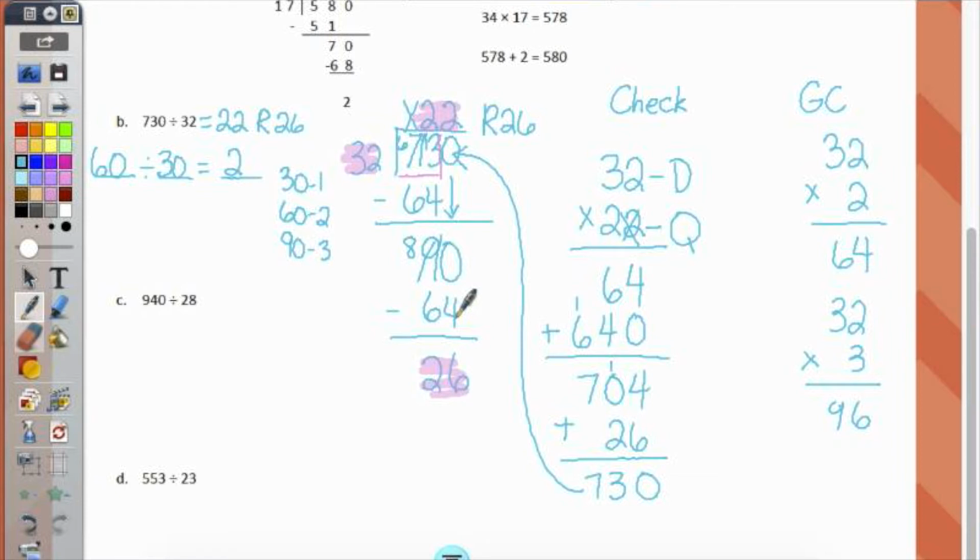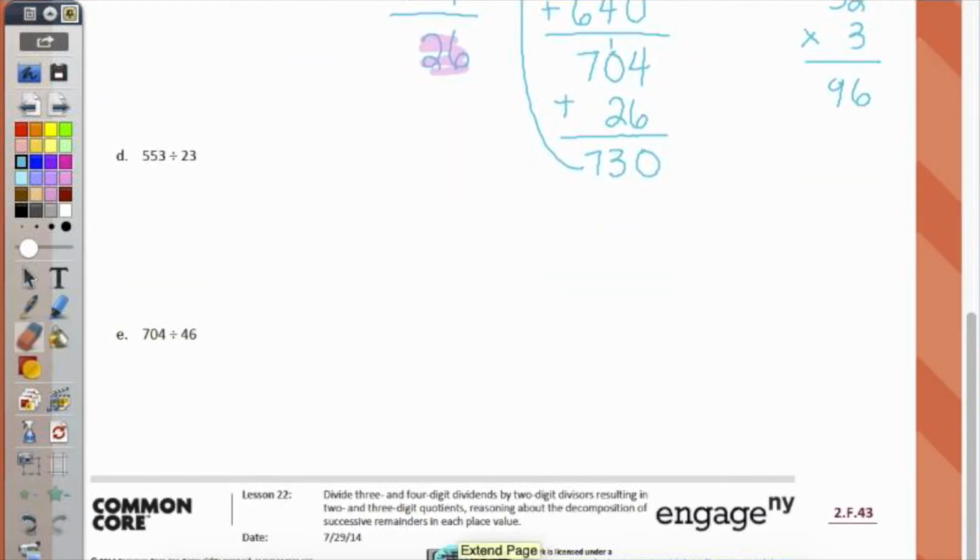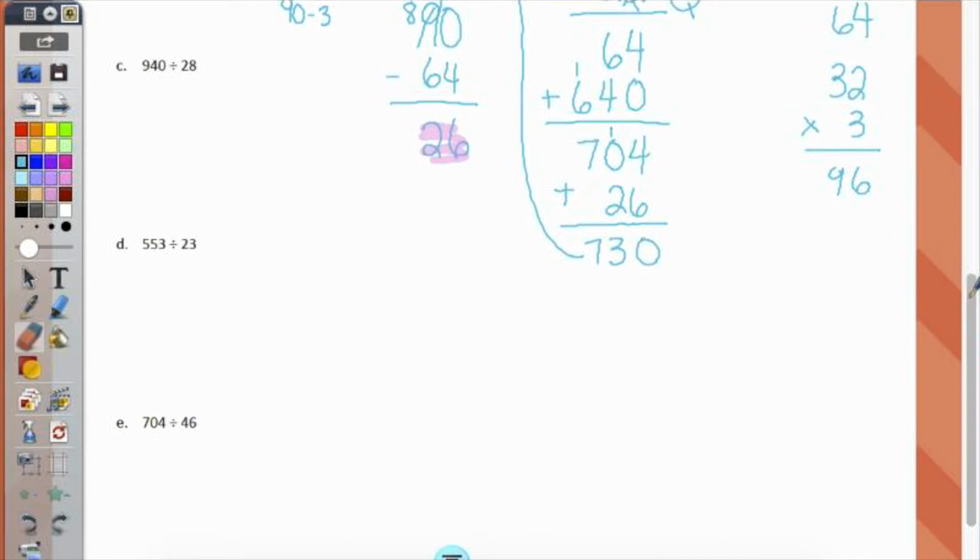Okay, now I don't know about you, but I went right into where I need to do the next problem. So we're just going to do C, but we're just going to keep going, and we might have to use the back of the paper, okay? So let's just keep going to do C. And some of you probably wrote smaller than me, but no, I didn't. So C is 940 divided by 28.